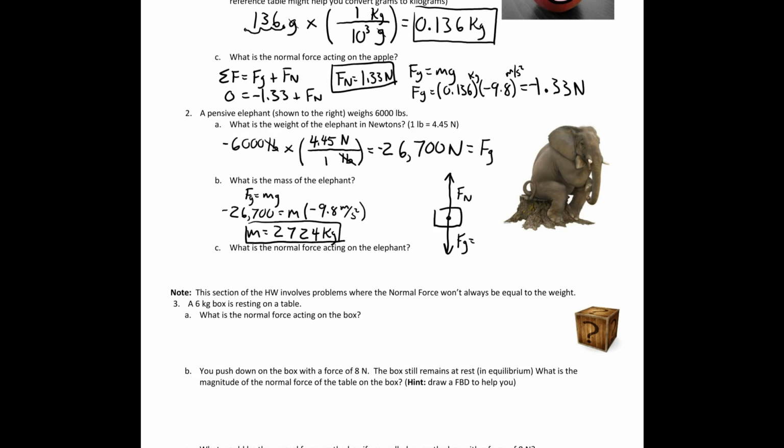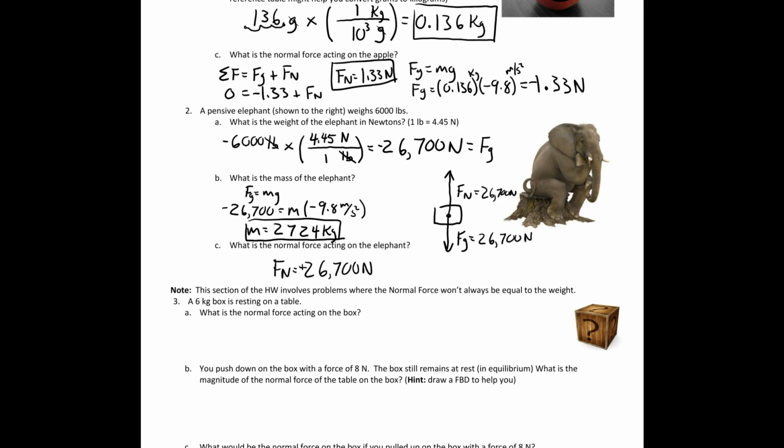If Fg is equal to 26,700 newtons down, then the normal force is equal to 26,700 newtons going up, because in this case they're equal and opposite. They're balancing each other out. The elephant is at rest. So Fn is equal to 26,700 newtons in the positive direction going upward.